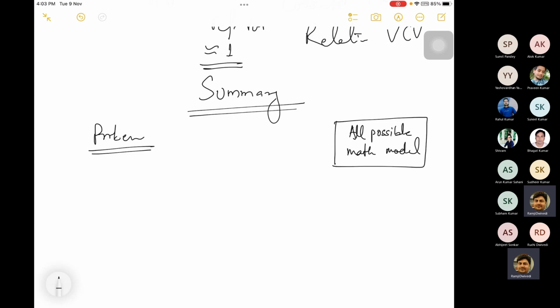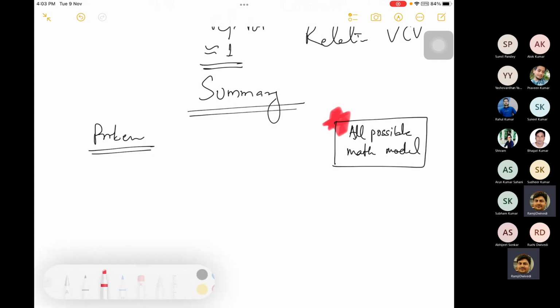All possible, that's the primary requirement. Okay, I'll just highlight it with red, that this is your first step: you read the problem and, in the back of your mind, you think of all the possible math models.